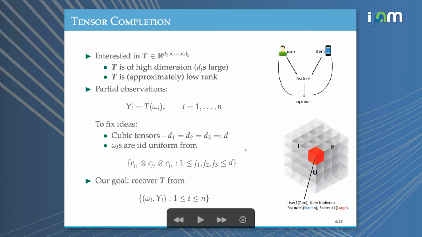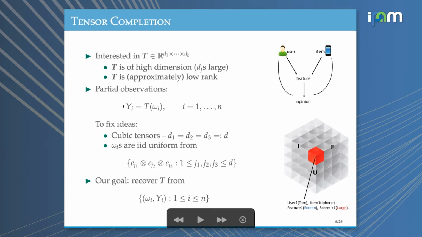And then what we're going to do is suppose you can randomly sample the entry from this cubic tensor. So these omega i's are the indices. Of course, obviously we have 3 different indices. To put it a little bit more mathematically, these omega i's are taken uniformly from three different indices from 1 to D.